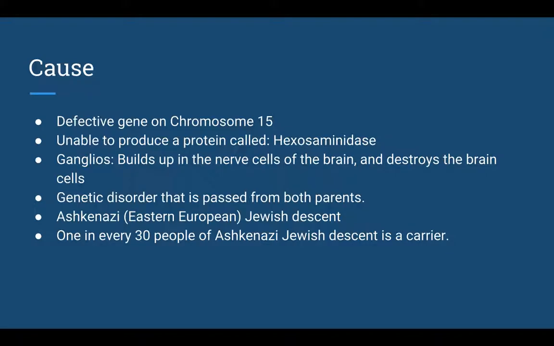The disease is a genetic disorder that is passed on from both parents. Although this disease can be carried by anyone, it is much more common among the people of Ashkenazi, the Eastern European Jewish descent. 1 in every 30 people of Ashkenazi Jewish descent is a carrier.